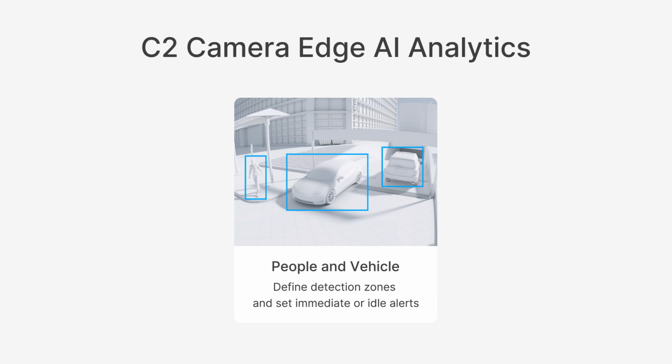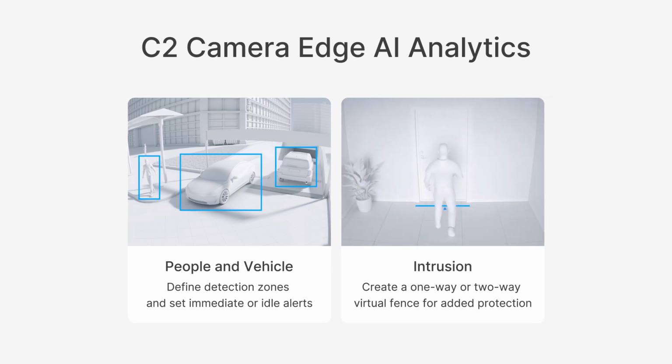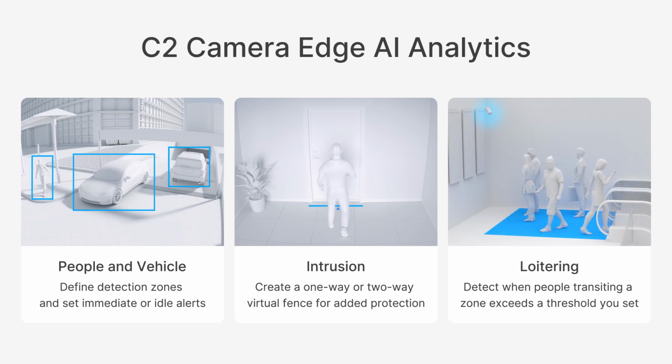In terms of the Synology camera's Edge AI analytics, you can do people and vehicle detection using the Edge AI capabilities directly in the camera. You're able to define detection zones and set immediate or idle alerts for those detection results. You can also do intrusion detection, which essentially allows you to build a virtual fence, and the system will alert you if that fence is ever breached. You can also do loitering control as well, allowing you to detect when people transiting a zone exceeds a threshold you set. Particularly helpful if you're running a retail environment and you want to identify some choke points.